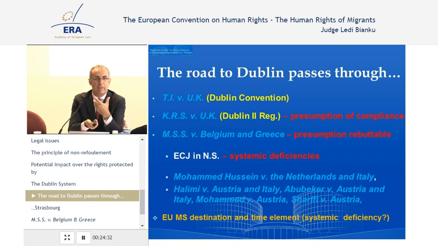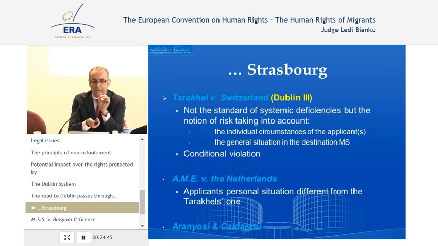So we needed a good case, to reply to all these debates that have been going on for a couple of years in Europe, if you follow the debates. And then we found out that Tarakhel versus Switzerland might have been the good case for that. The case was sent directly from the second section to the Grand Chamber for reply to these issues, and the court confirmed the traditional standard, not the standard of systemic deficiencies, but the notion of risk. The standard we've used since Söring, since Abdulaziz, forever, taking into account the individual circumstances of the applicants and the general situation in the destination state.